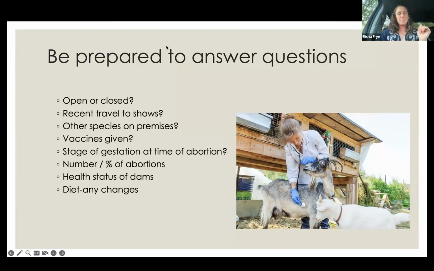What vaccines do you give to your flock or herd? And at what stage did you note that the animal was aborting? And then keeping track of the number or percent of animals that have aborted and the health status of the flock and the dam specifically, and any diet related changes.